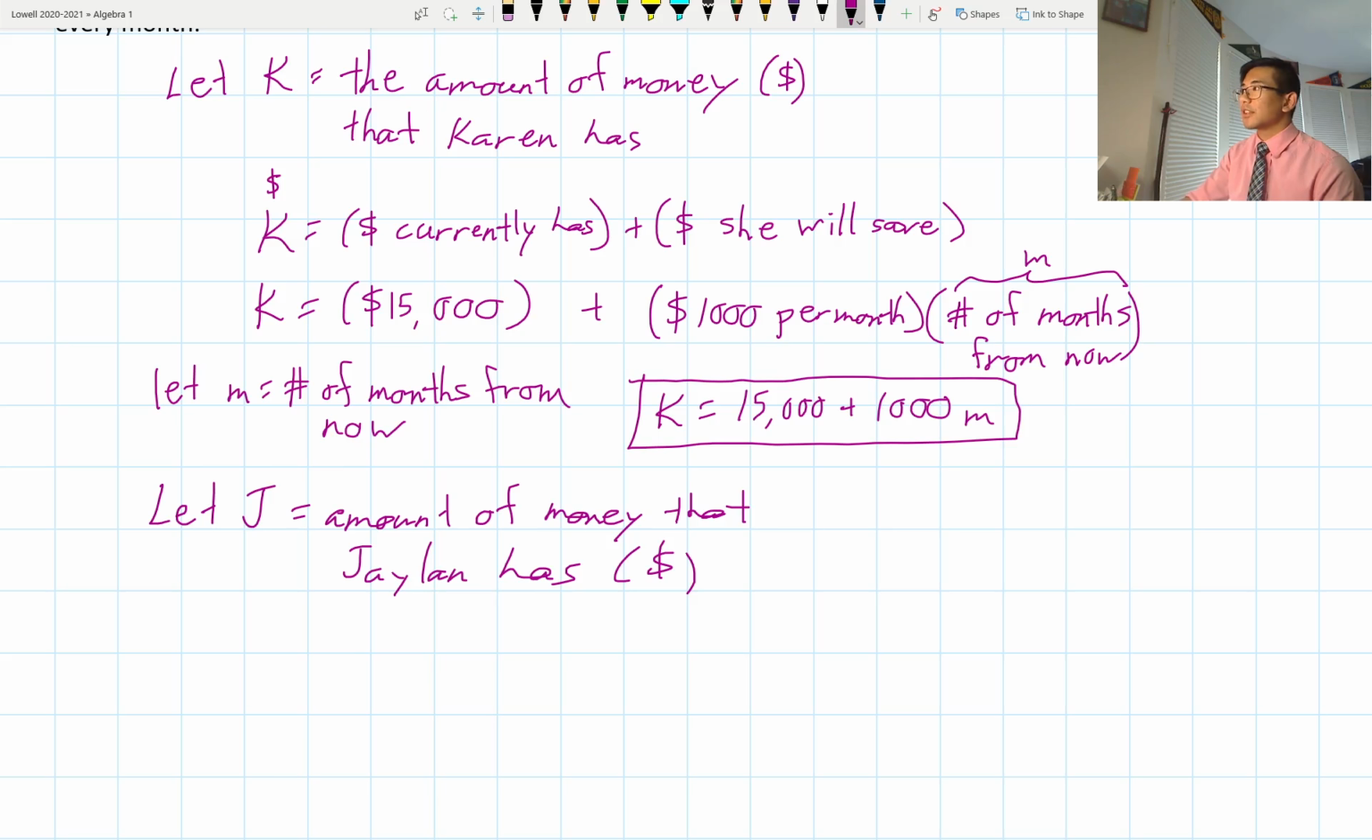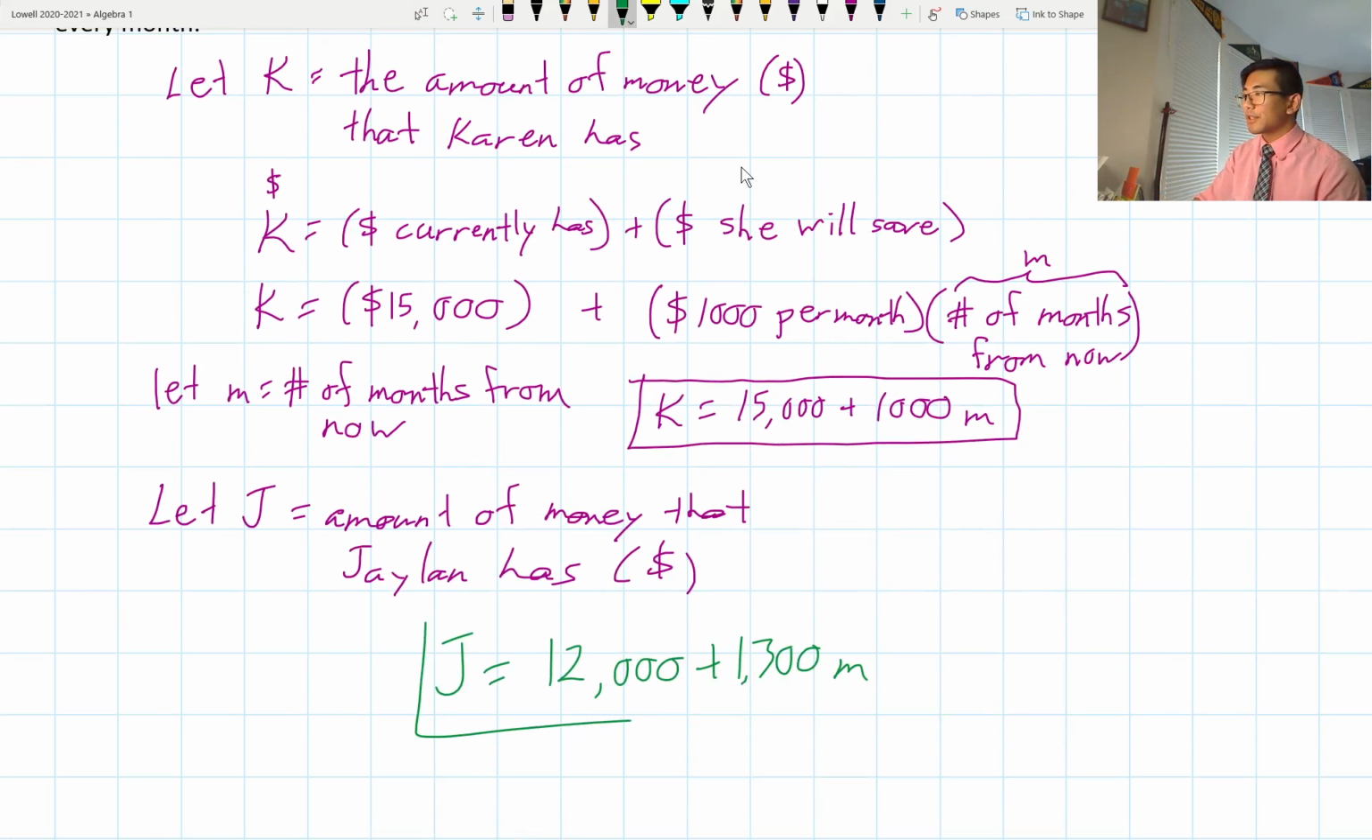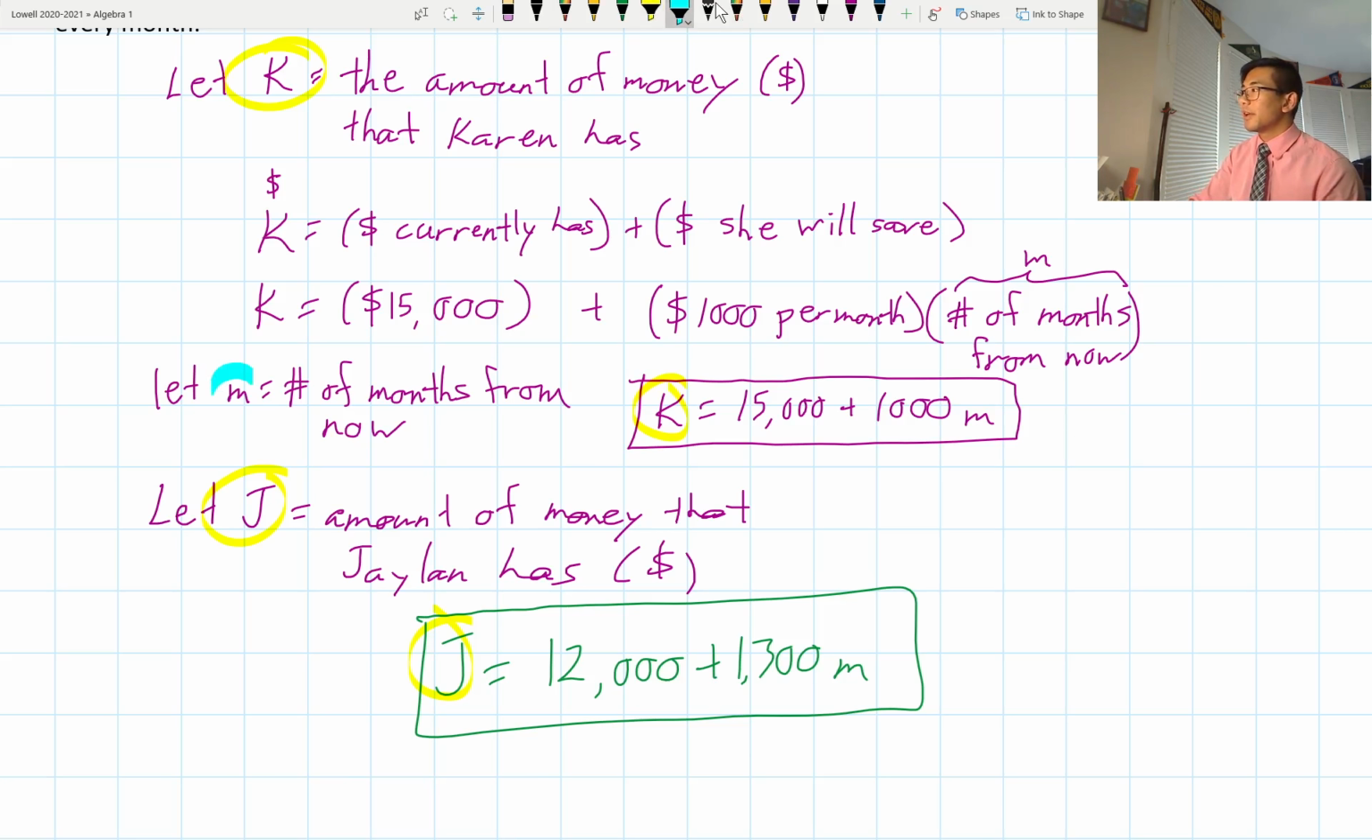If you do a similar thing for Jalen, I'm going to fast forward this, so you should pause it here and see what your equation is, and then come back and check. And I'm going to assume that you just did that. And our equation for Jalen will be J is equal to, let's see, I believe you put in $12,000. Let me double check here. Yeah, $12,000, and saves $1,300 a month. So that's going to be plus 1,300 m. Now notice here, even though these two variables represent different things, the J and the K, one represents Jalen's amount and one represents Karen's amount, the M, the months, has the same meaning for each equation.